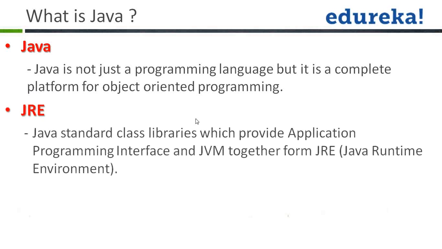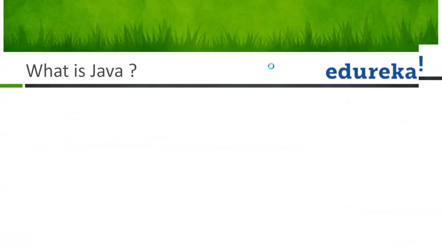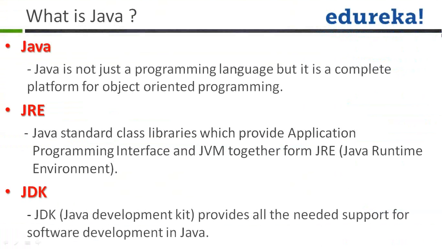The first one is the JRE, that is the Java Standard Class Libraries, which provide the application programming interface, and the JVM together form the JRE. That means whenever you need to run a Java application, you need JRE installed onto your system. If you do not have a JRE in your system, you won't be able to run your Java applications. Okay, it has all the support libraries that a Java application requires to run.